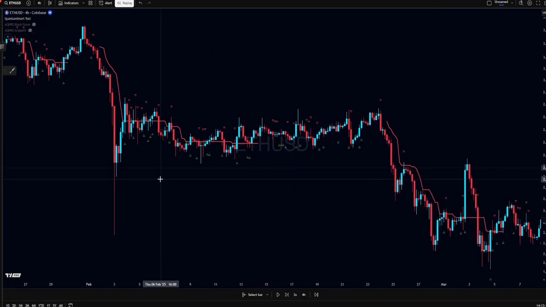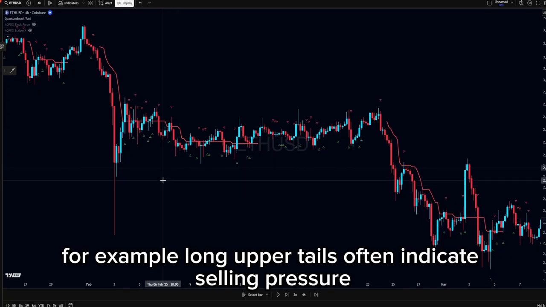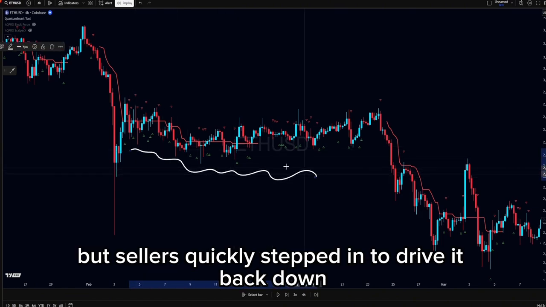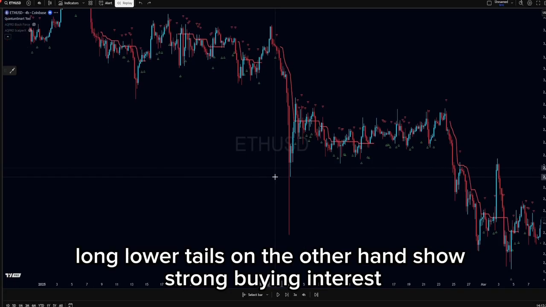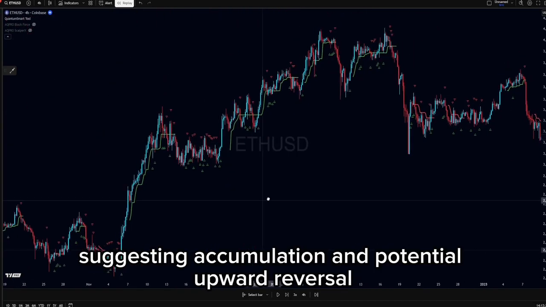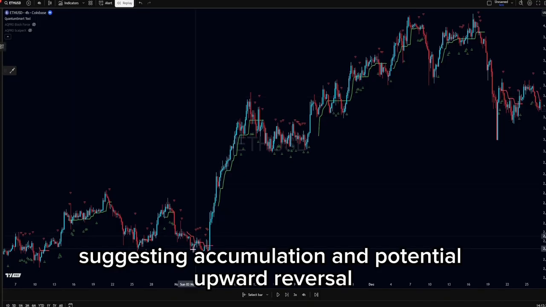For example, long upper tails often indicate selling pressure, meaning buyers pushed the price up, but sellers quickly stepped in to drive it back down. Long lower tails, on the other hand, show strong buying interest, suggesting accumulation and potential upward reversal.